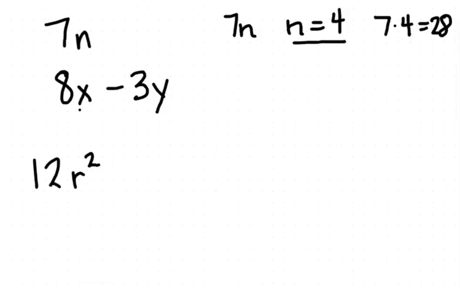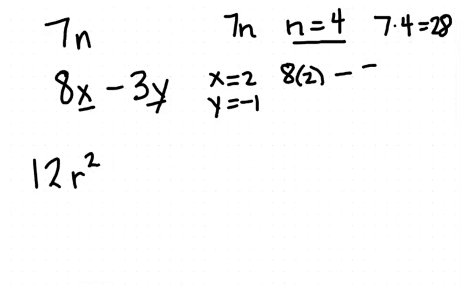Now in this example, I have an x and a y value. Okay, so I'm going to give x a value of 2, and let's give y a value of -1. So we're going to take the 2 and put it in for the x. So I have 8 times 2. I'm going to take the -1 and put it in for the y. Take away 3 times -1. Okay. So simply put the x value into the x position, put the y value into the y position, and then we're going to compute.